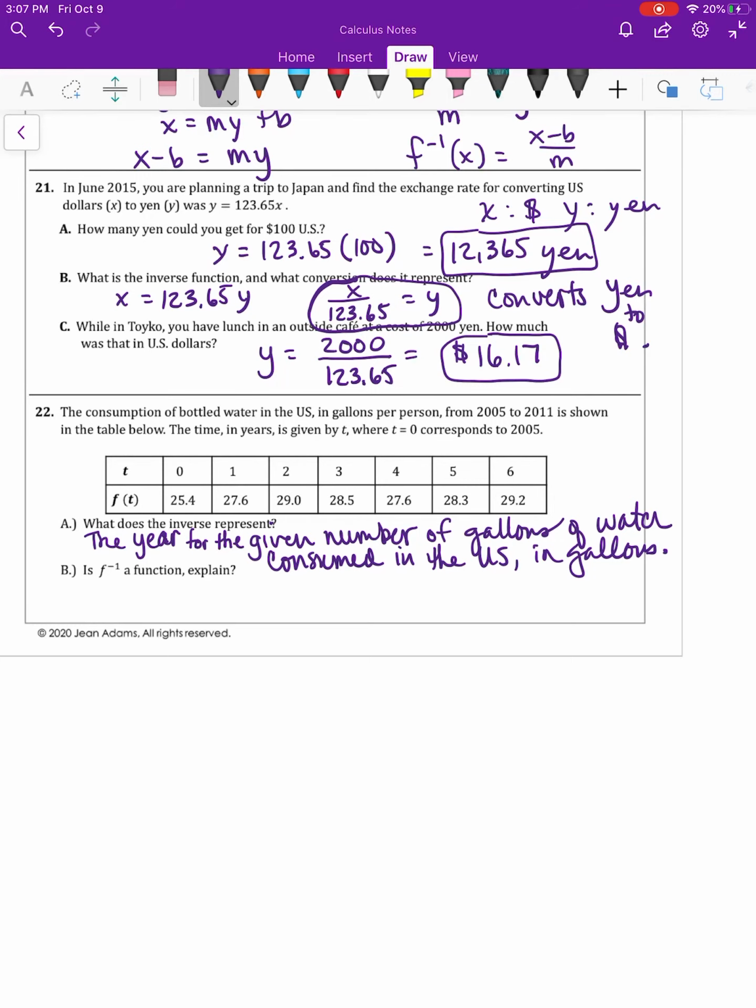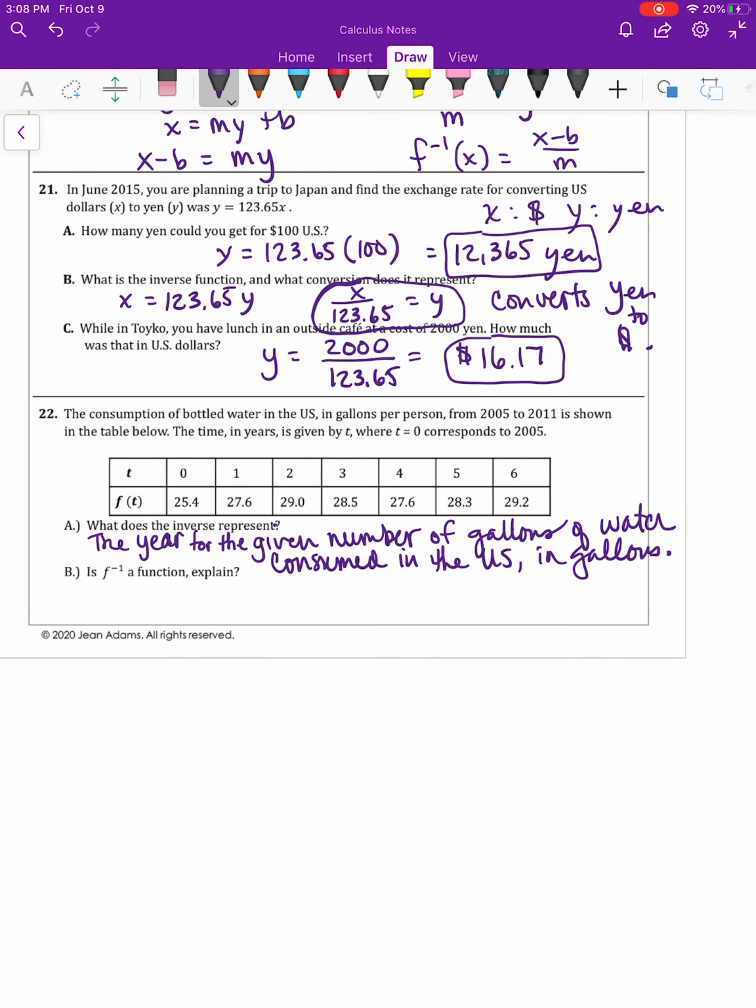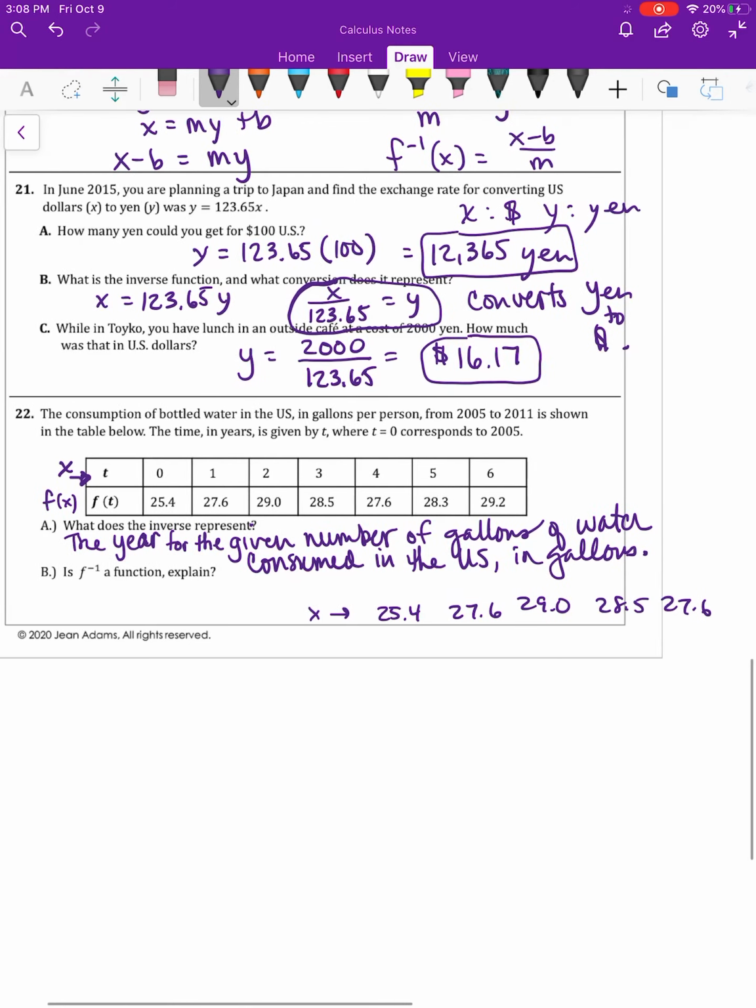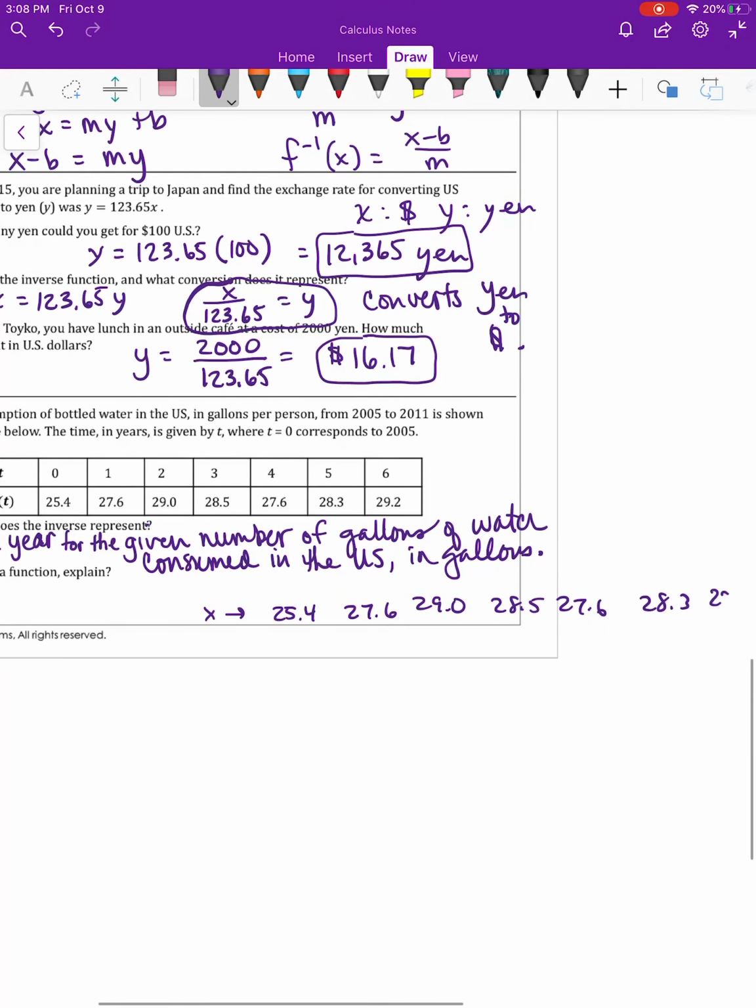So is f inverse a function? So let's think about that, because we've got, this is your x basically, right? And this is your f of x. Okay, they're using t and f of t. But if we do the inverse, we're swapping all those. So the x becomes 25.4, 27.6, 29.0, 28.5, 27.6, 28.3, 29.2. And the f inverse of x becomes 0, 1, 2, 3, 4, 5, and 6.